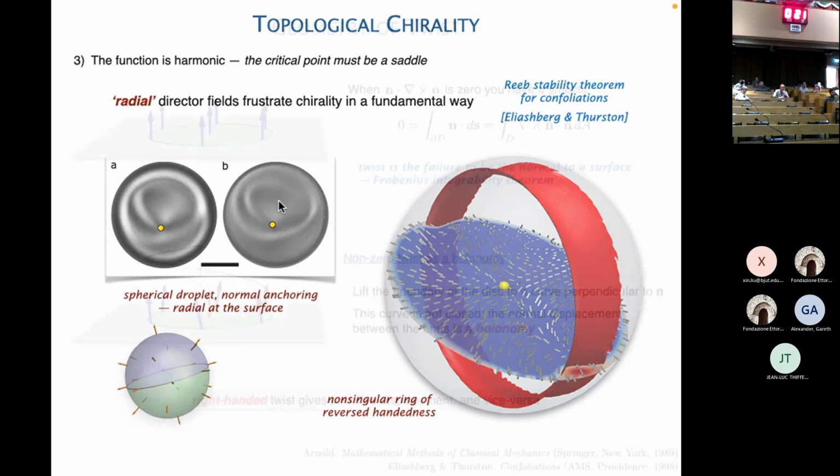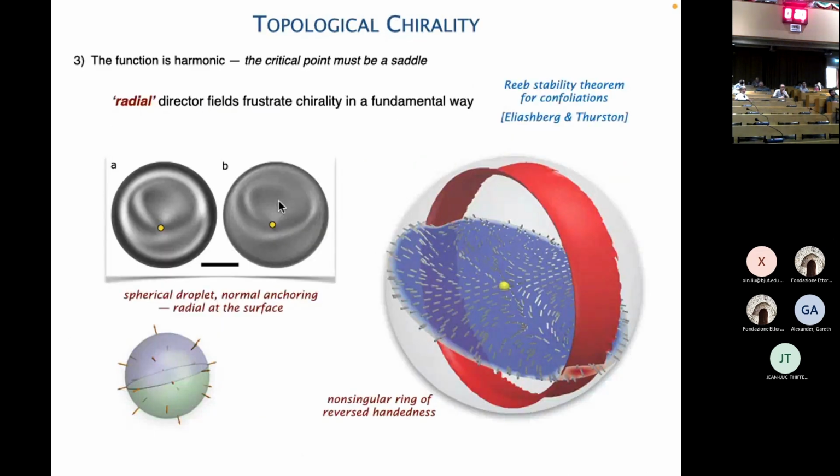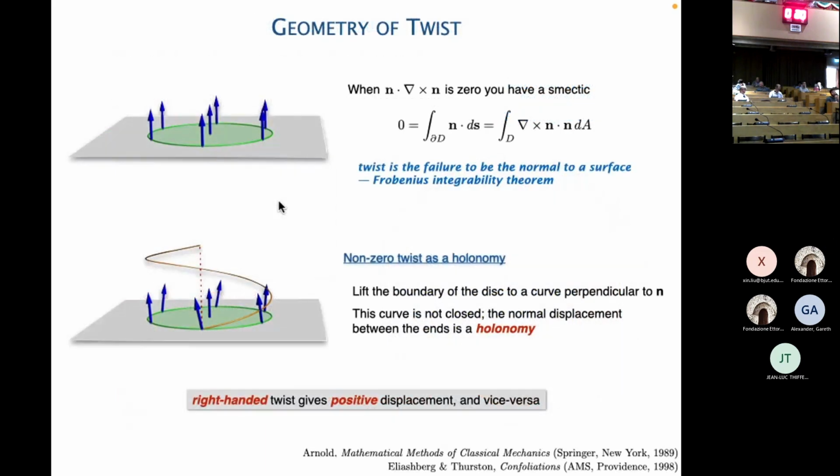Okay, so let me say a few words about where this comes from. Maybe I'll go back here and say, we discovered this is some result of Eliashberg and Thurston in their study of what are called confoliations. It's their Reeb stability theorem. I'll try to give you some idea of what these words mean, at least as I understand them.